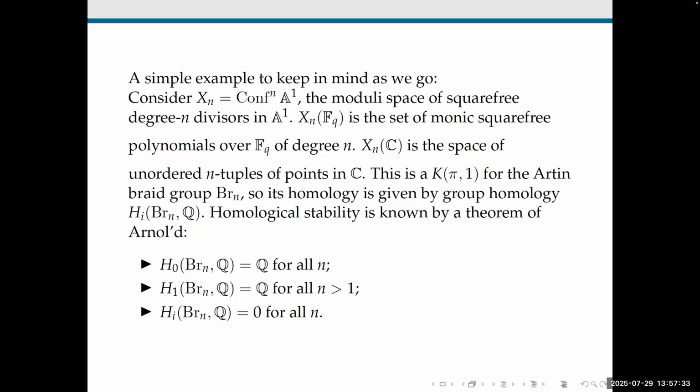And indeed, the H0 is one-dimensional. That's just to say that the space is connected. You believe that, right? If I'm thinking of endpoints and you're thinking of different endpoints, the complex plane is a pretty big place. I can get from one configuration to the other without ever having two points run into each other. So that's always Q. The H1 is almost always Q, at least when n is bigger than 1. The braid group on one strand is not a very interesting group. It doesn't have very much homology, but once n is bigger than 1, it stabilizes, and then all the rest are 0.